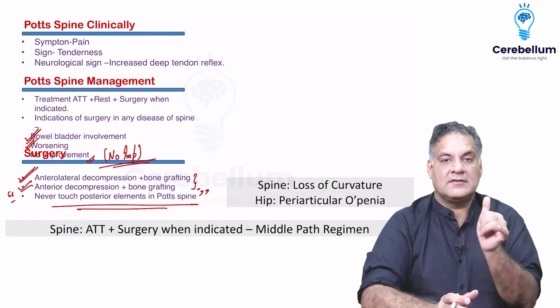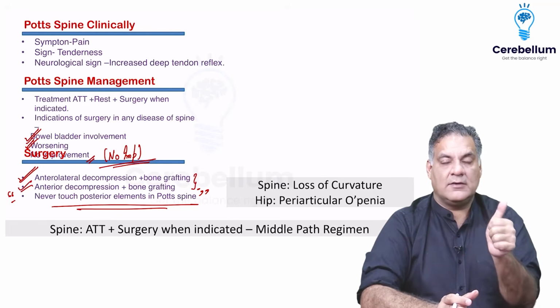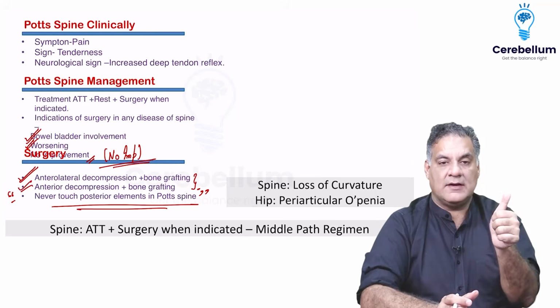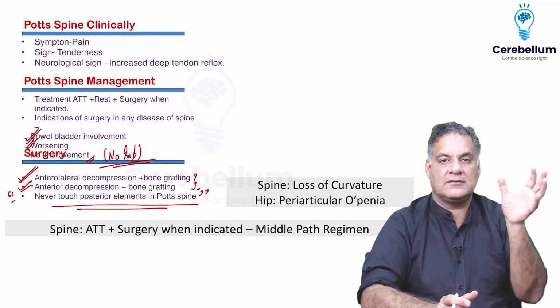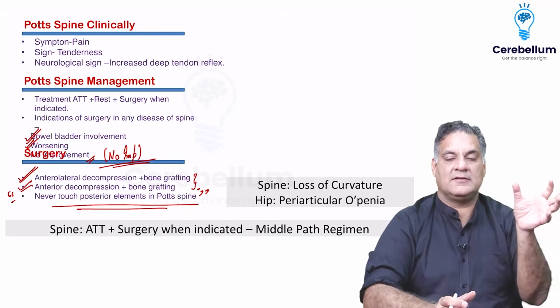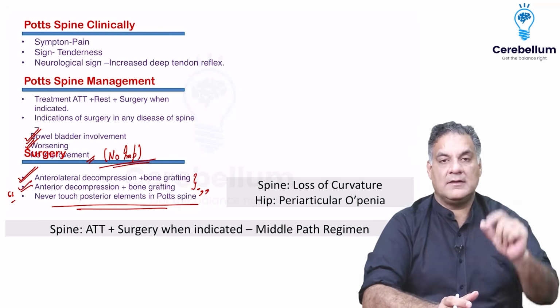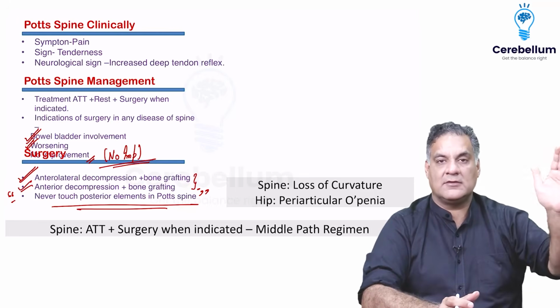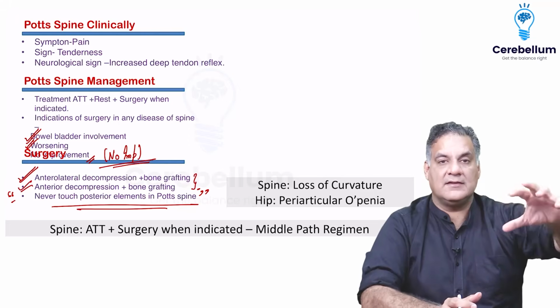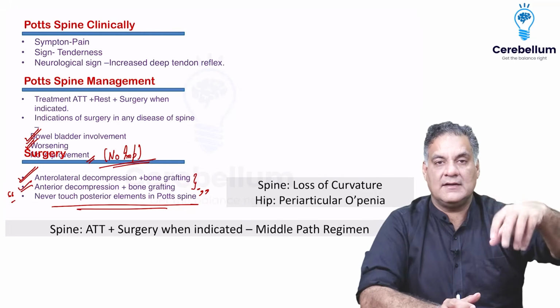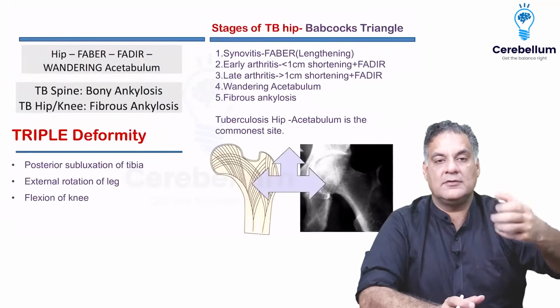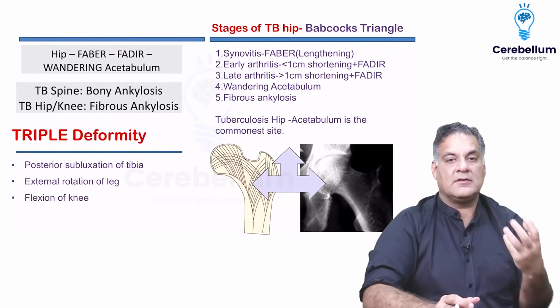So remember, spine TB: anti-tubercular therapy where rifampicin is number one drug, plus surgery when indicated, is called as the middle path regimen given by Professor Dr. S.N. Tuli. Remember, in tuberculosis spine, there is loss of curvature, whereas in tuberculosis of other joints, there is increased vascularity called as periarticular osteopenia. Coming to tuberculosis of the hip joint.